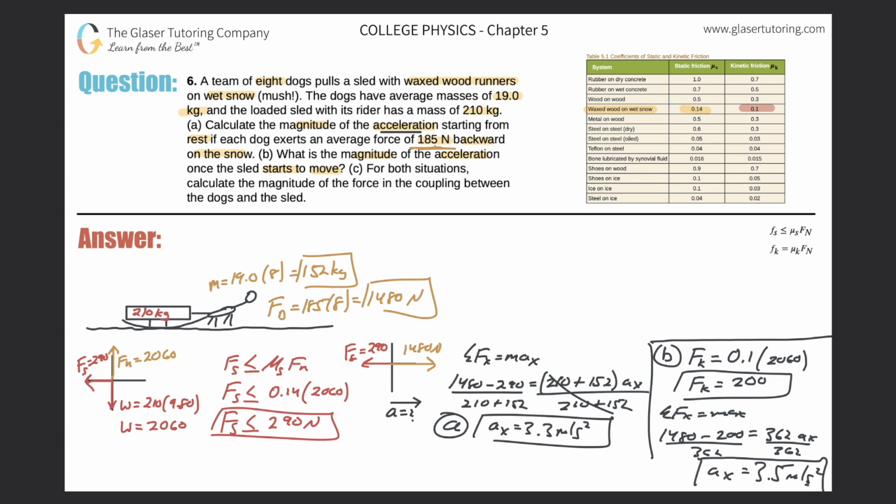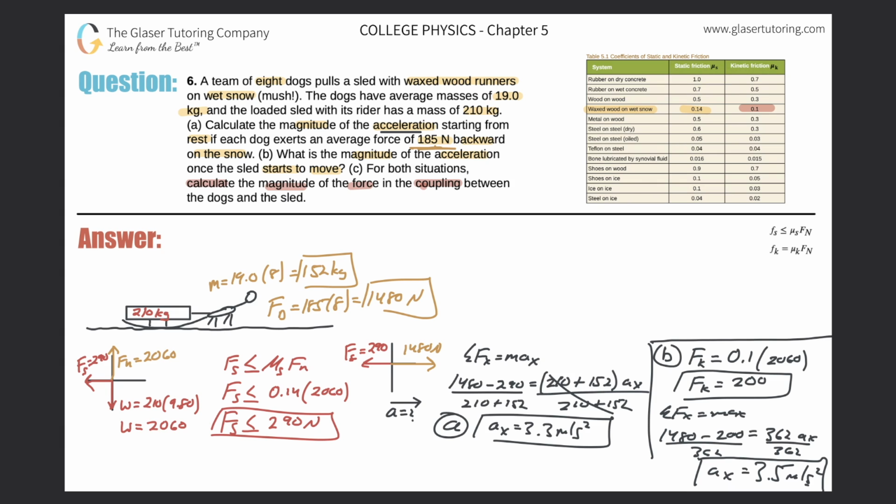It should make sense, right? It should be larger than the initial acceleration because initially we had to overcome the coefficient of static friction, which is always larger. All right, now letter C. For both situations, calculate the magnitude of the force in the coupling between the dogs and the sled.